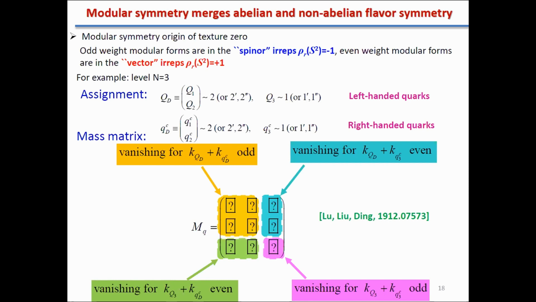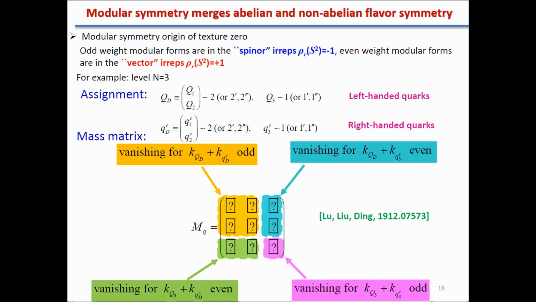For example, we consider N equal to 3. The inhomogeneous modular group is A4, and the homogeneous one is T prime, a double cover of A4. So it has spinor representations 2, 2 prime and 2 double prime, and it also has the representations of A4, which are vector representations: a triplet and three singlets, 1, 1 prime and 1 double prime. So this structure of modular forms can be used to generate texture zeros exactly.